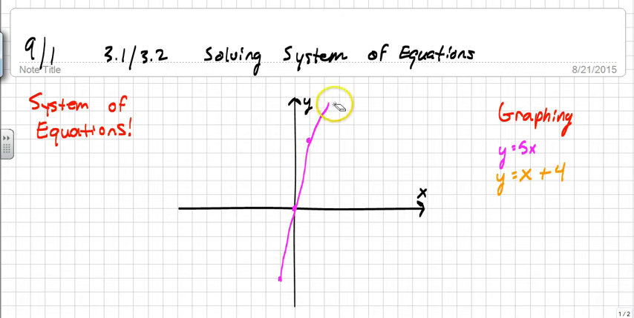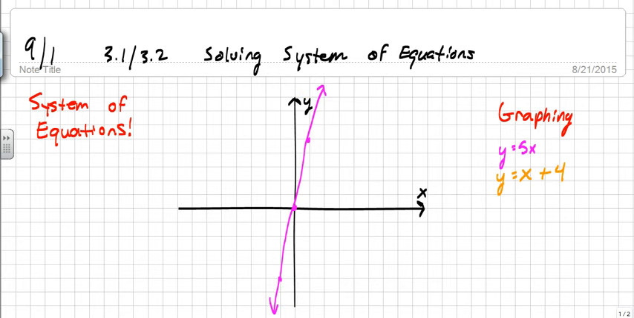Okay, that's horrible. Let's try that again. That's also horrible. It isn't as easy as it looks to do on this computer. All right, that's close enough.